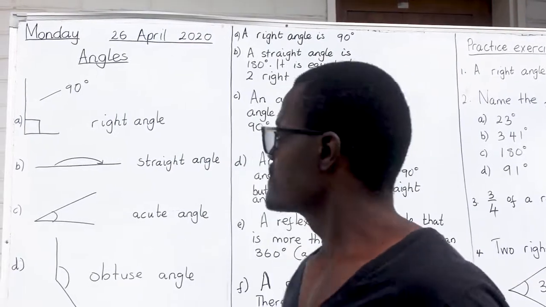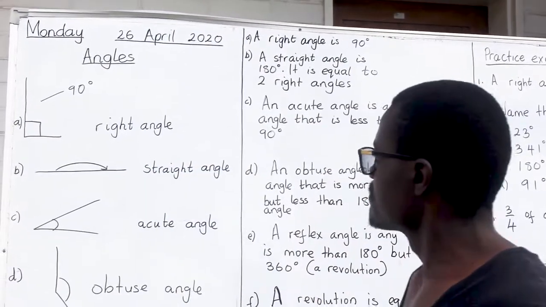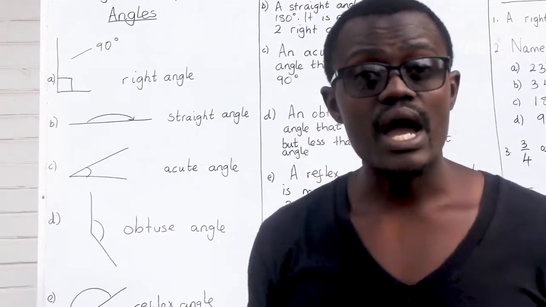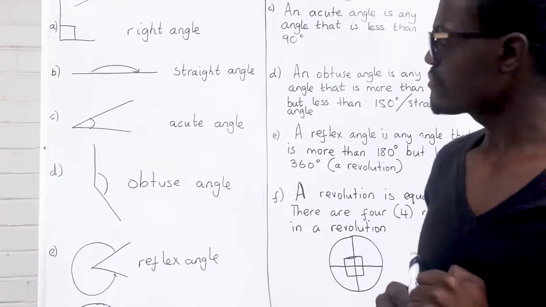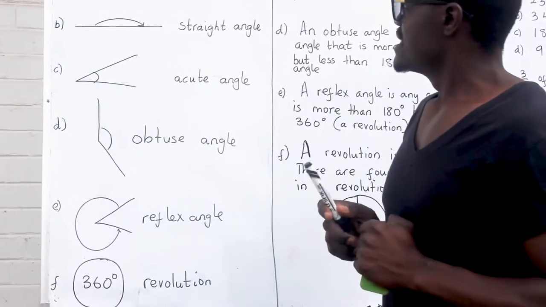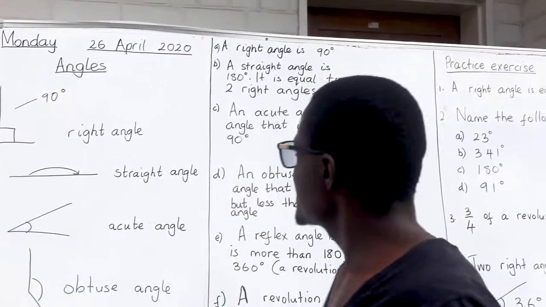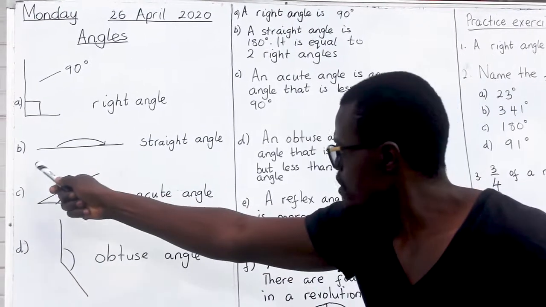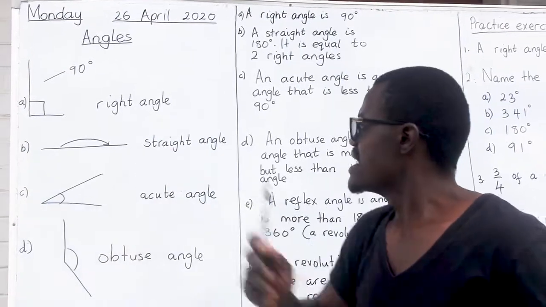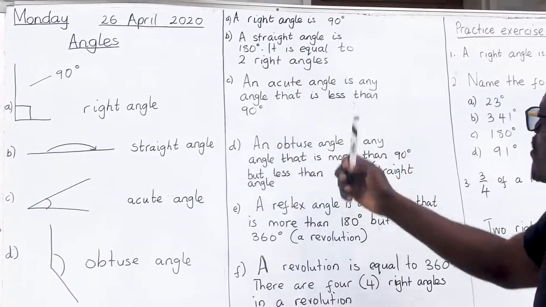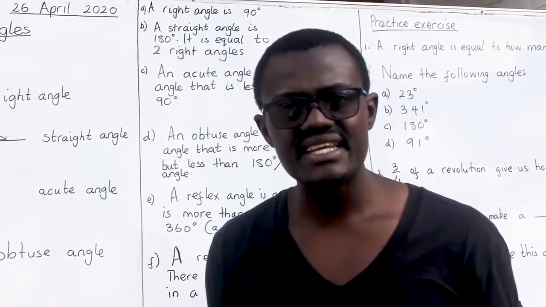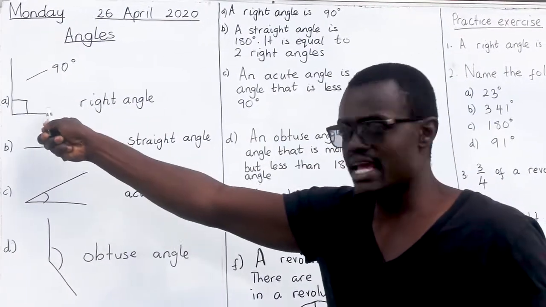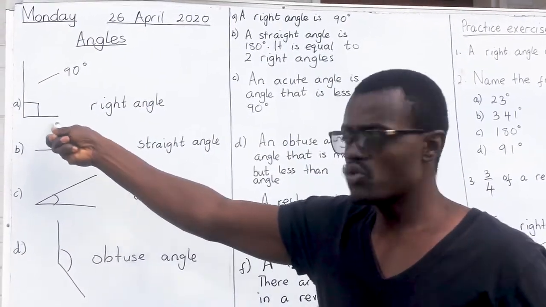Now, we are moving on to our main topic for today. Right, there are 6 types of angles that I want you to learn about today. This one is called a right angle. A right angle is equal to 90 degrees. And this one on B is a straight angle. A straight angle is made up of 180 degrees, which is also equal to 2 right angles that I have told you on A.